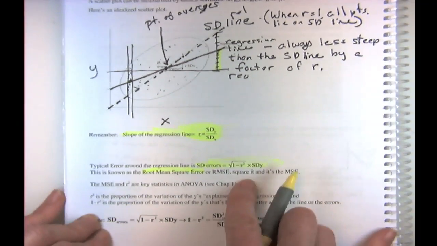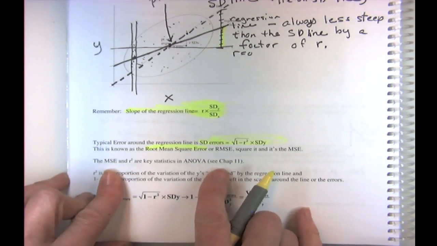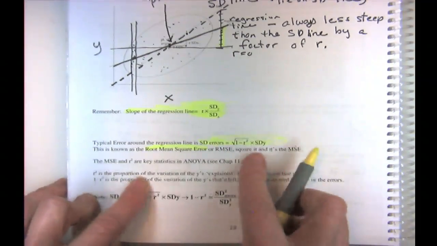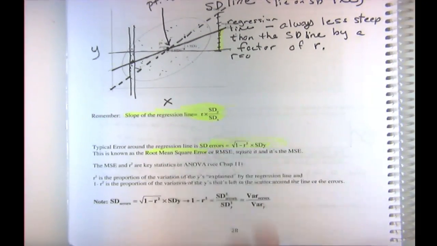It features a lot in analysis of variance. This mean square error and the root mean square error, and so does r squared. Those are going to come up over and over and over again in regression analysis. So I'm just introducing it to you here.